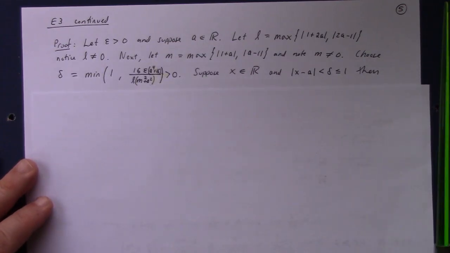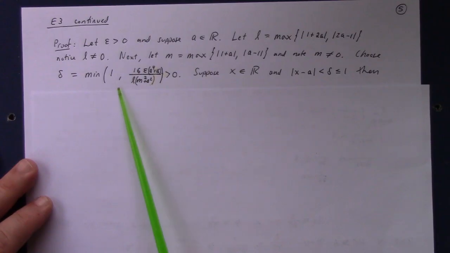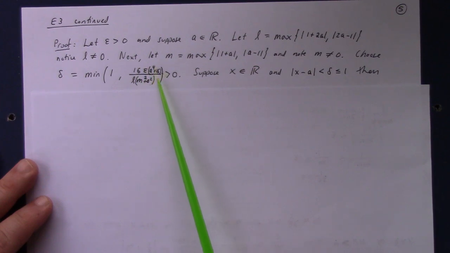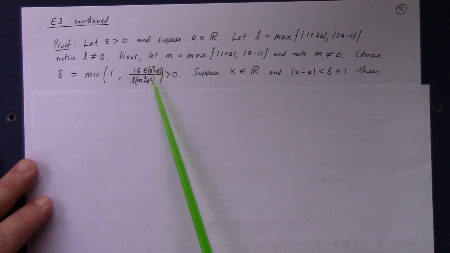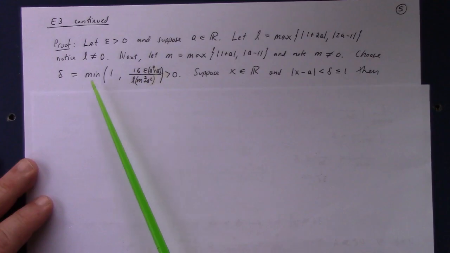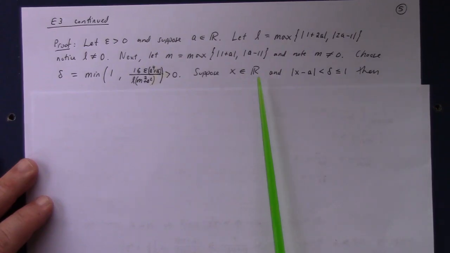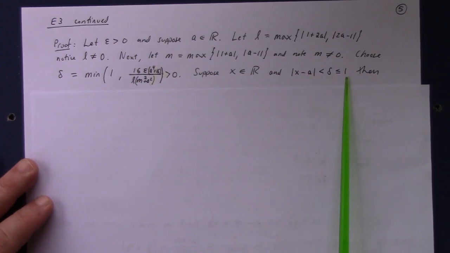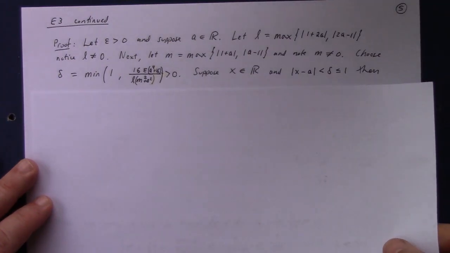That's important to notice, because I'm going to construct delta as the minimum of 1 and the quantity, maybe hard to read here, my apologies, 16 epsilon times quantity a to the fourth plus 16, divided by L times parentheses m squared plus a squared close parentheses. This is a reasonable quantity to construct because it is positive. It is a legitimate choice of delta. All right, so pick a real number x within delta units of a, then that's within 1 unit of a by our construction, since delta is smaller than or equal to 1.